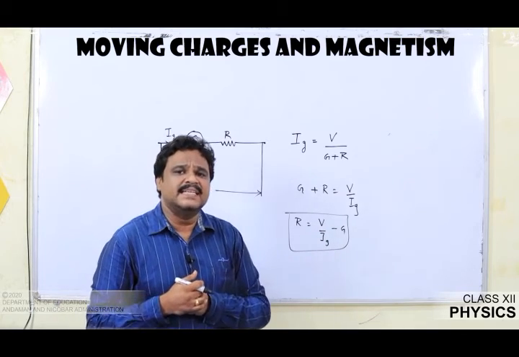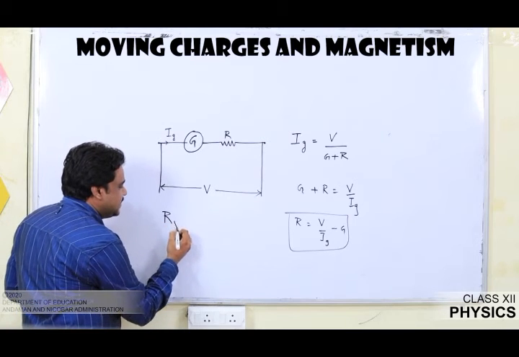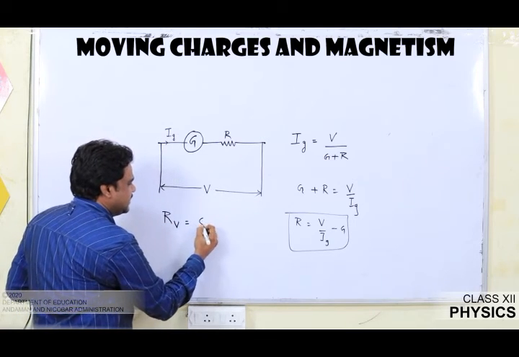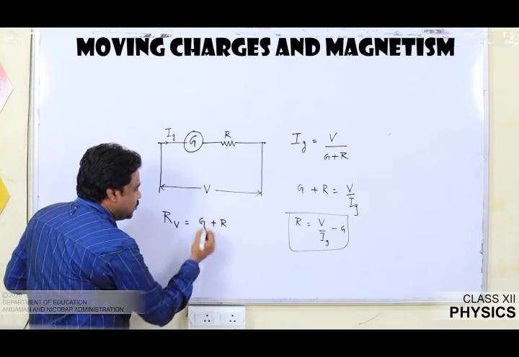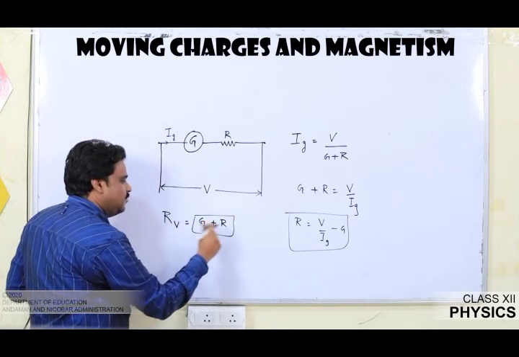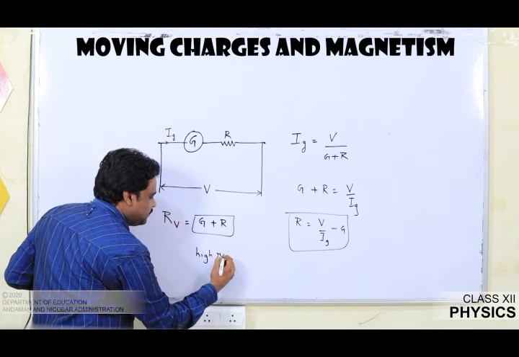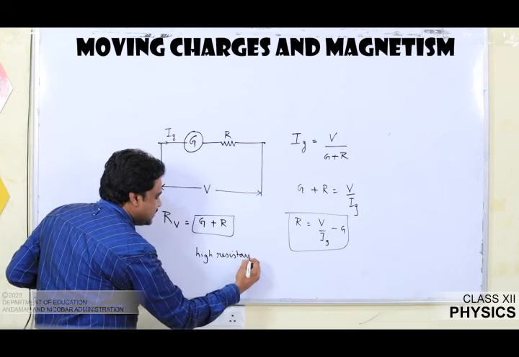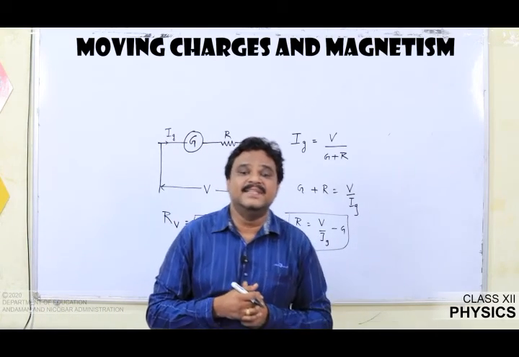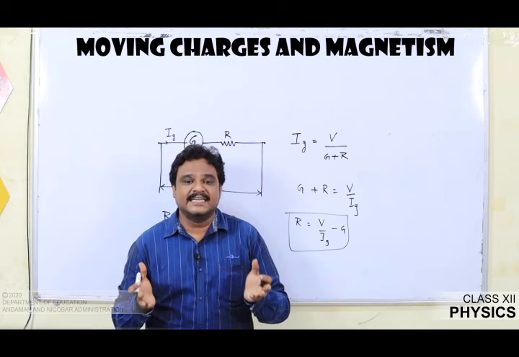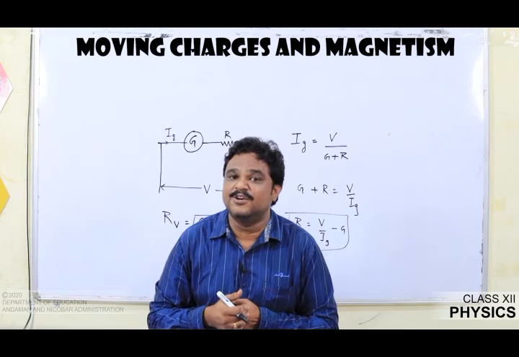Now let us speak about the resistance of the voltmeter. Say RV is the resistance of the voltmeter. It is a series combination, so G and R are directly connected in series. G has a finite value, R has also a finite value, so obviously it is a high resistance instrument. For that reason it is always connected in parallel with the circuit, because if it is connected in parallel, due to high resistance, the potential difference across the conductor will not change.